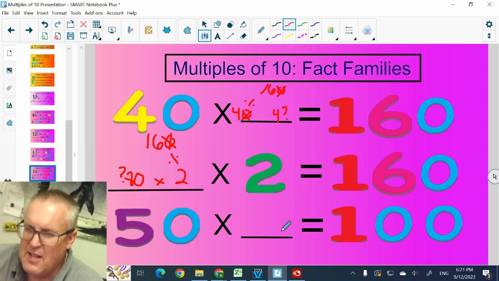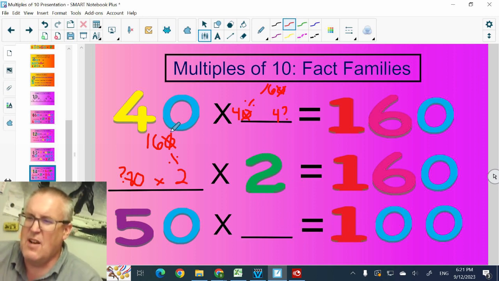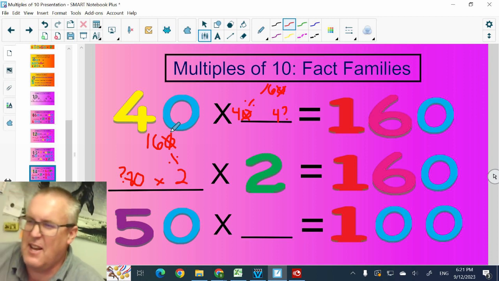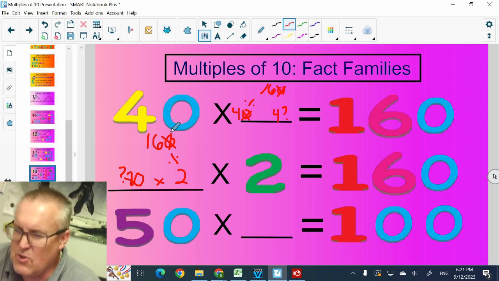Find the last one. Let's do a fact family. I'll give you a minute to solve it. Hopefully this is really fast now, because you guys should be pros.